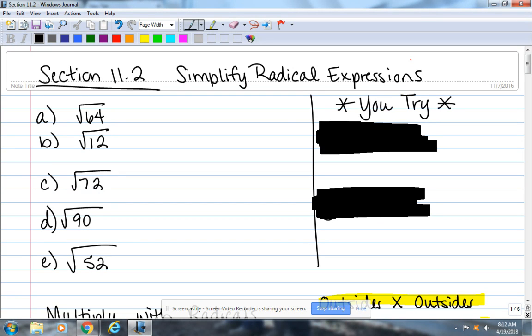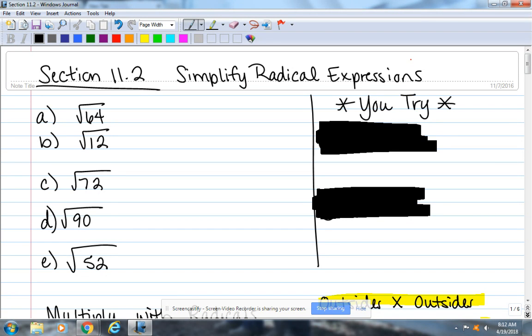This is a very important skill for when you get to geometry. You will be simplifying lots of radicals in geometry, because a lot of the formulas and equations you have to use in geometry have to do with radicals. So you have to be able to simplify them to be successful there. That's a good thing that we're learning this at the end of Algebra 1.